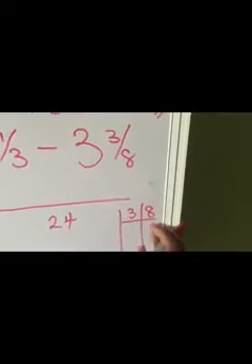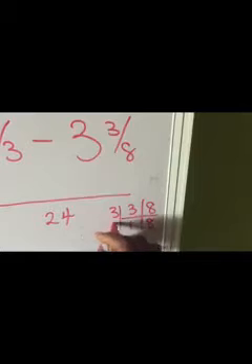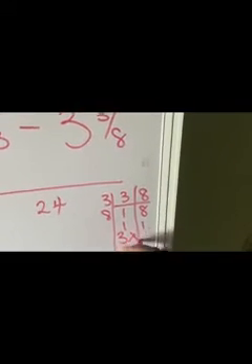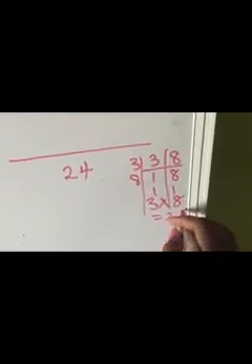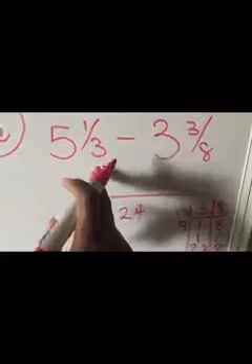Okay, we have done LCM. 3 in 3, 1. 3 in 8 cannot go, so we write 8 here. 8 in 8, 1. That leaves us with 3 times 8, which is 24. So the LCM is 24. 24 divided by 3, 8.